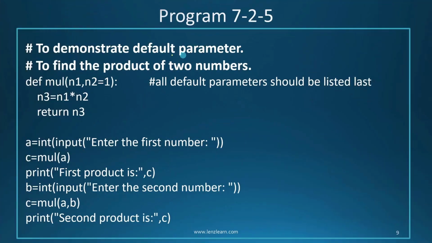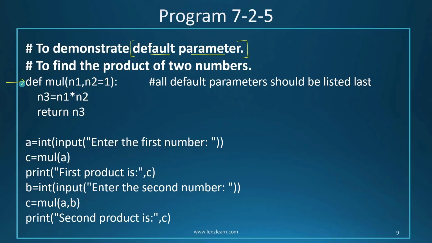Now in the next program, we will be demonstrating the purpose of a default parameter. In this program, we will be trying to find the product of two numbers, right? So we are just going to receive two numbers from the keyboard. We will multiply and give the result. Now we will see what a default parameter is with this example.